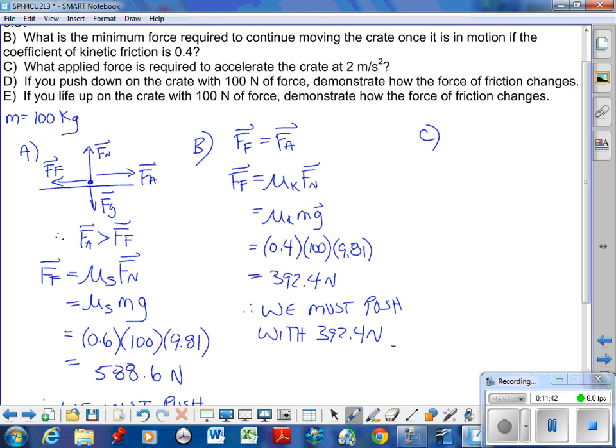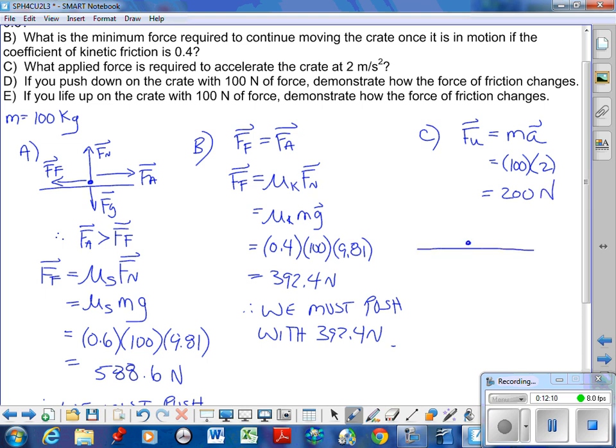Now, what happens if we want to accelerate it? Part C: we want to accelerate it at 2 meters per second squared. So we know from Newton's second law that unbalanced force creates acceleration. So this is where I'm going to start. What is that unbalanced force going to be? Well, the mass is 100. We want to accelerate it at 2 meters per second squared. So we're going to need 200 newtons of force.